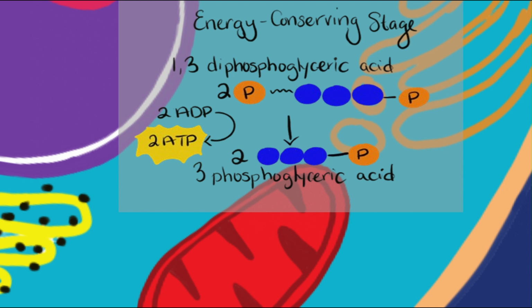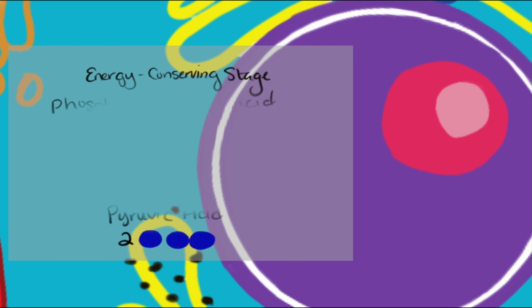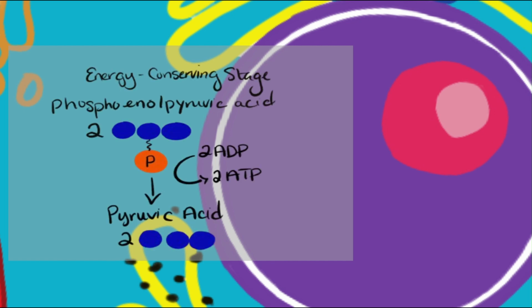The second example under the energy conserving stage is two molecules of phosphoenolpyruvic acid. We have the high energy bonds connected to the phosphate groups. The energy bond breaks, releasing the energy, and the two phosphate groups attach to two ADPs, thus giving our two ATPs, our energy. The molecules then become pyruvic acids. You'll have two pyruvic acids in the end.